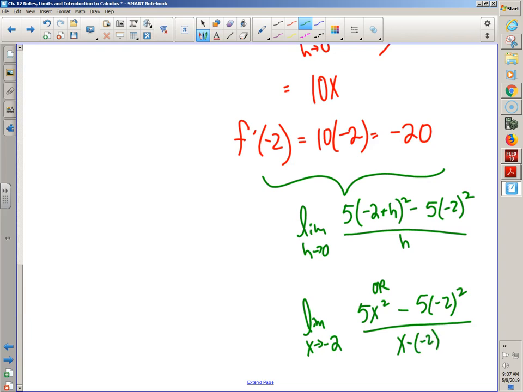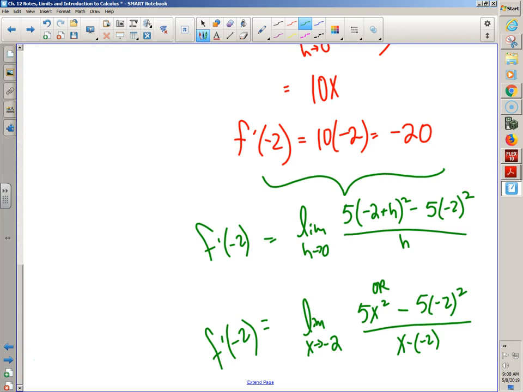Negative 20 is the answer to f prime of negative 2 going that direction using the definition of the derivative and then plugging in negative 2 at the end. But negative 20 is also the answer to this, which would also be f prime of negative 2, where f is equal to 5x squared. This one, isn't this the definition of the derivative? But what has changed? Instead of an x, what is there instead plus h? It's going straight to the answer.